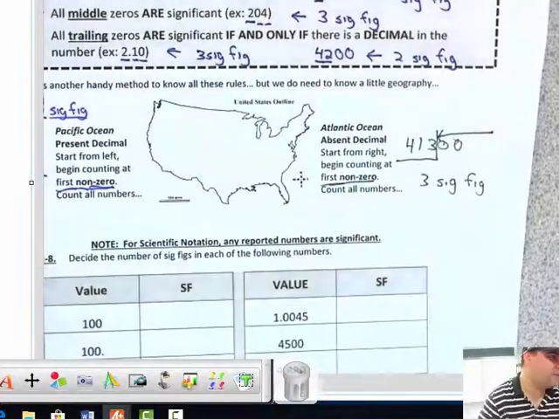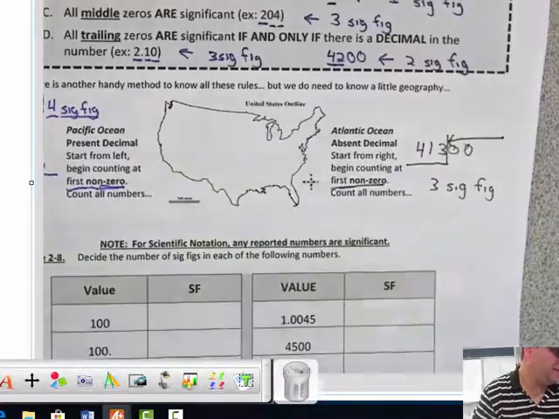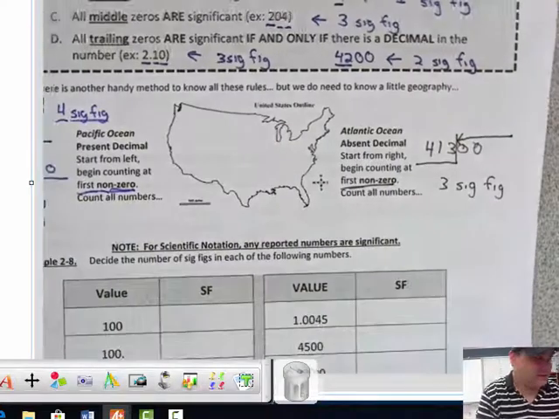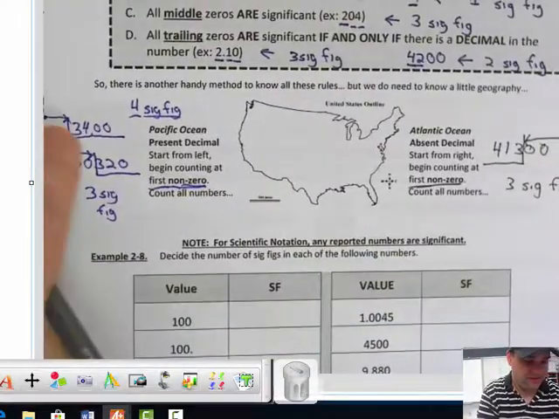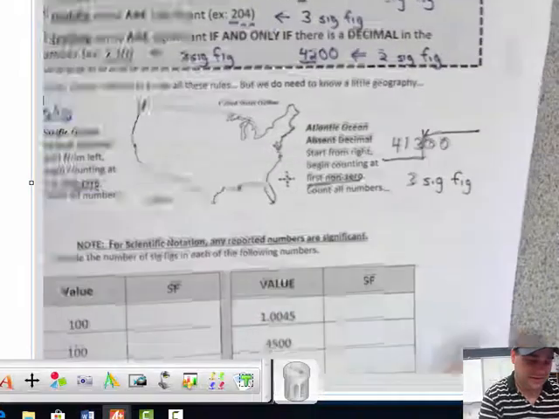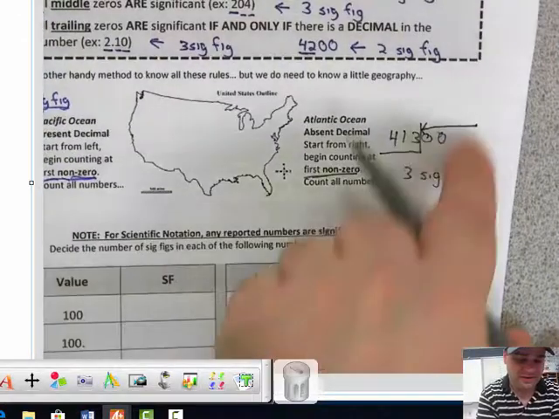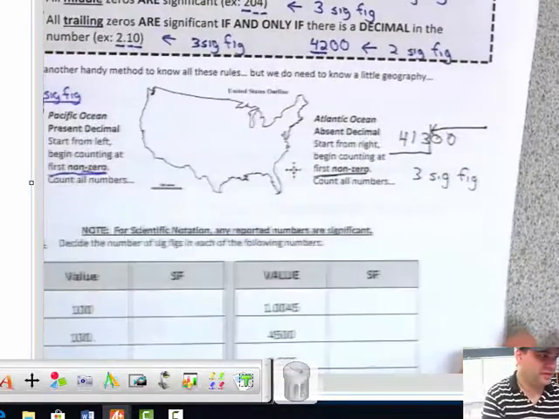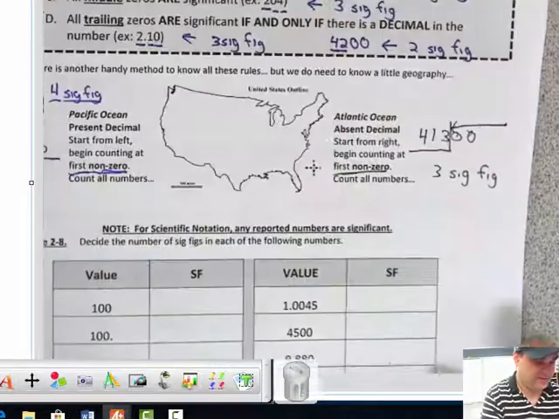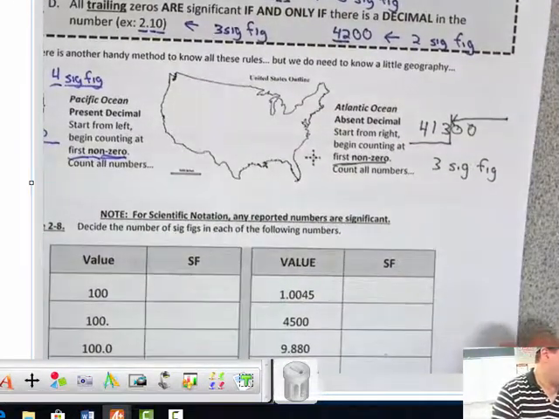The key to doing this method is you have to figure out if it has a decimal or not. If it has a decimal, you start on the left side and go to the first non-zero digit. If it does not have a decimal, you start on the right side and you go to the first non-zero digit and count.